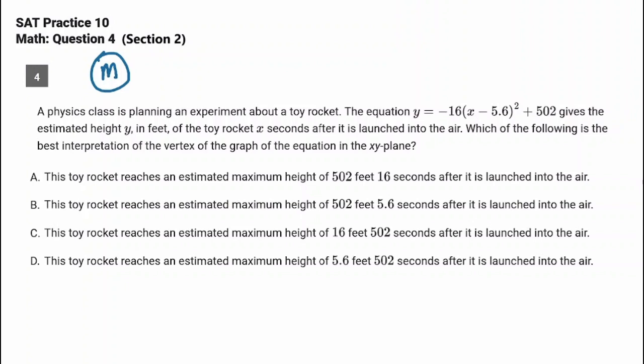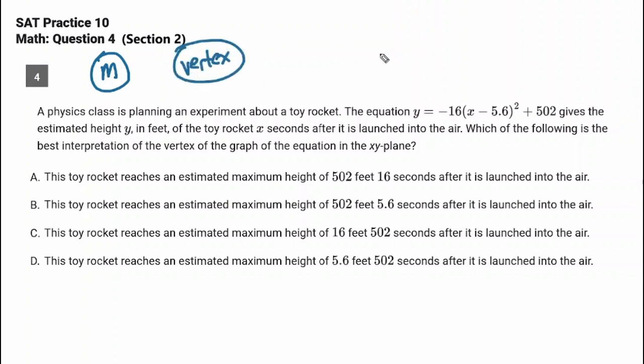The equation y equals negative 16 times (x minus 5.6) squared plus 502 gives the estimated height y in feet of the toy rocket x seconds after it is launched into the air. Which of the following is the best interpretation of the vertex of the graph of the equation in the xy plane? So, very important to think about what it is we're looking for.